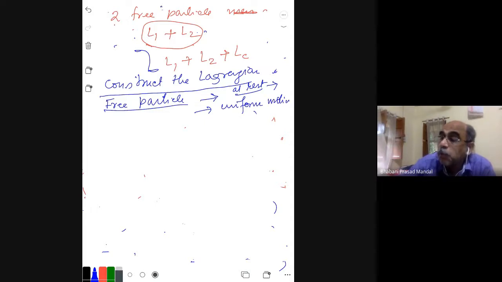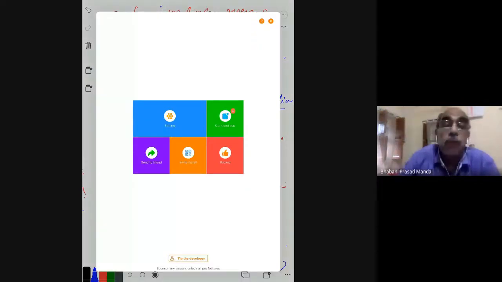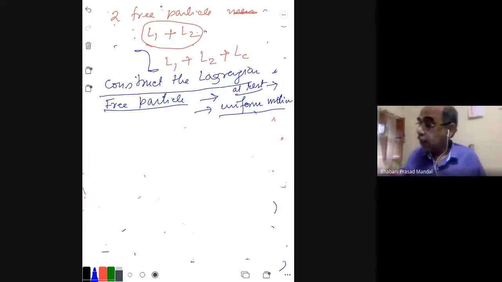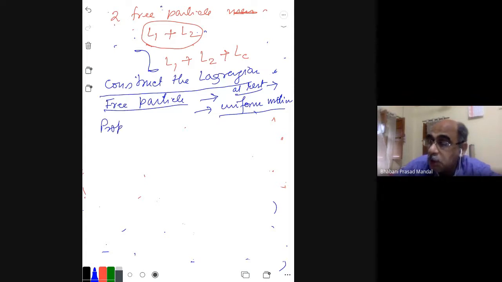That means if you are moving toward a particular direction all the time, this is a free particle. A system of free particle has certain features, certain properties. So let us first write down those.